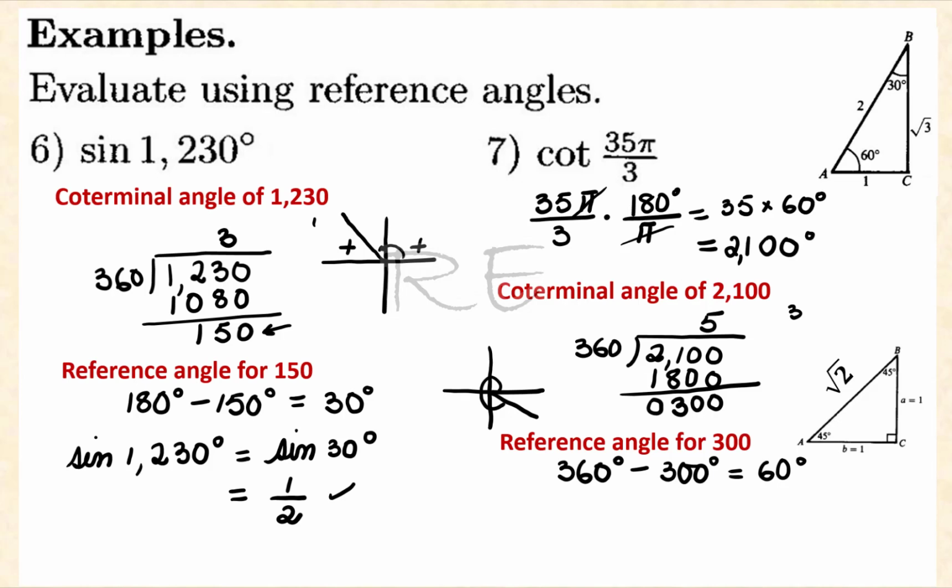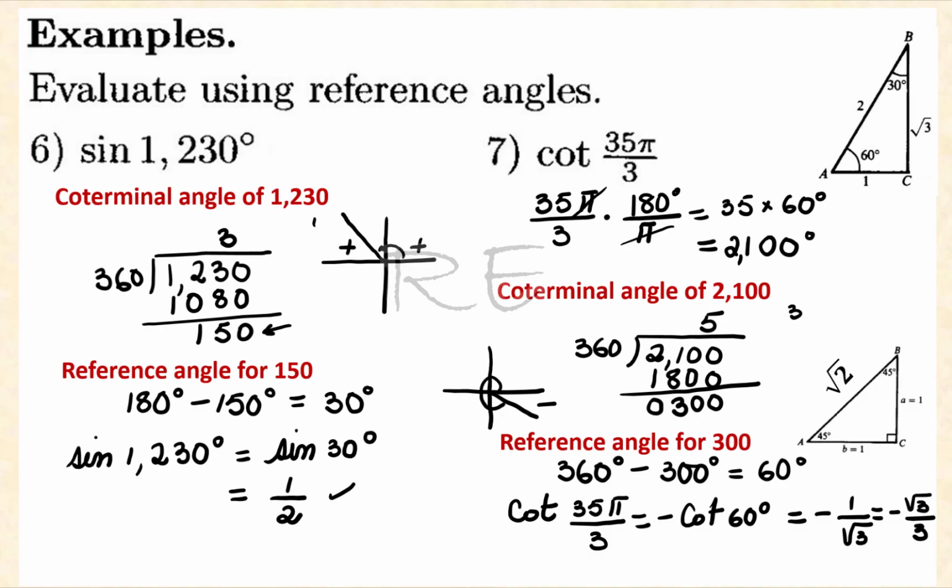And cotangent of a fourth quadrant angle is negative. So cotangent 35 pi over 3 is equal to negative cotangent 60. And cotangent 60 is adjacent over opposite, so it's negative 1 over square root of 3. When rationalized, it's equal to negative square root of 3 over 3.